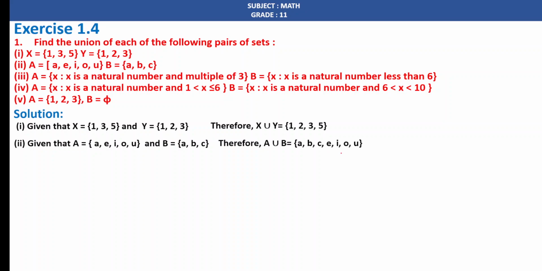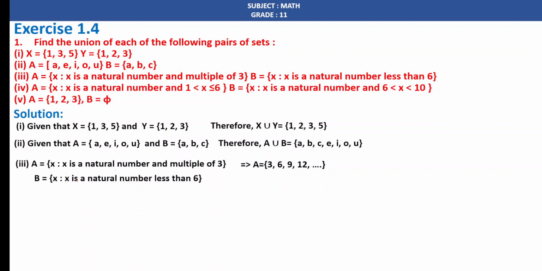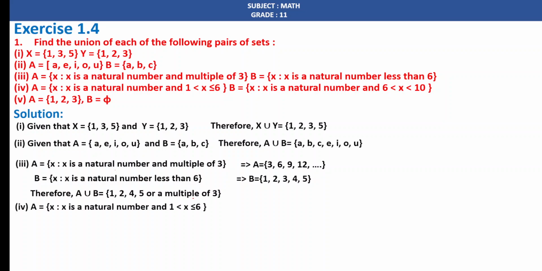{a, b, c, e, i, o, u}. Third one: A is equal to {x : x is a natural number and multiple of 3}. This implies set A consists of elements 3, 6, 9, 12 and so on, which are multiples of 3 as well as natural numbers. And set B is {x : x is a natural number less than 6}, so it will be 1, 2, 3, 4, 5. So set B consists of elements 1, 2, 3, 4, 5. Now we need to find the union of these. Therefore, A union B is equal to 1, 2, 4, 5 or multiples of 3.